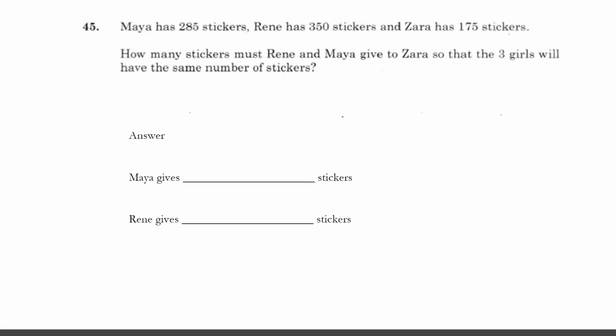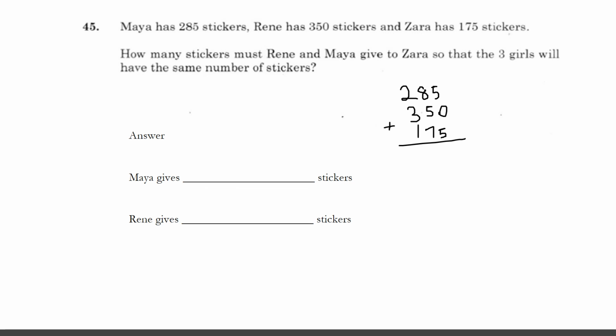Maya has 285 stickers, Renee has 350 stickers, and Zara has 175 stickers. How many stickers must Renee and Maya give to Zara so that the 3 girls will have the same number of stickers? Okay, so what we need to do is add all the stickers. So we have 285 plus 350 plus 175. Once we know the total number of stickers, then we can divide the stickers by 3.